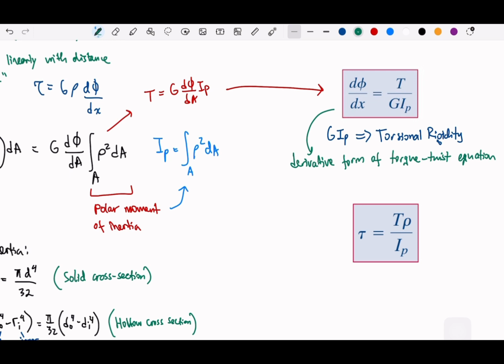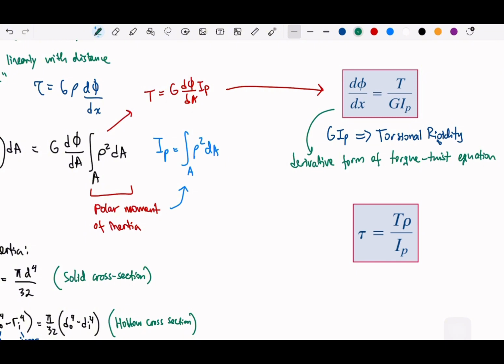And then it is important to also apply the correct sign convention, which one is the positive torque. Remember that a positive torque always produces a positive twist rate, or a positive angle. And how do we know that? Using the right hand rule.